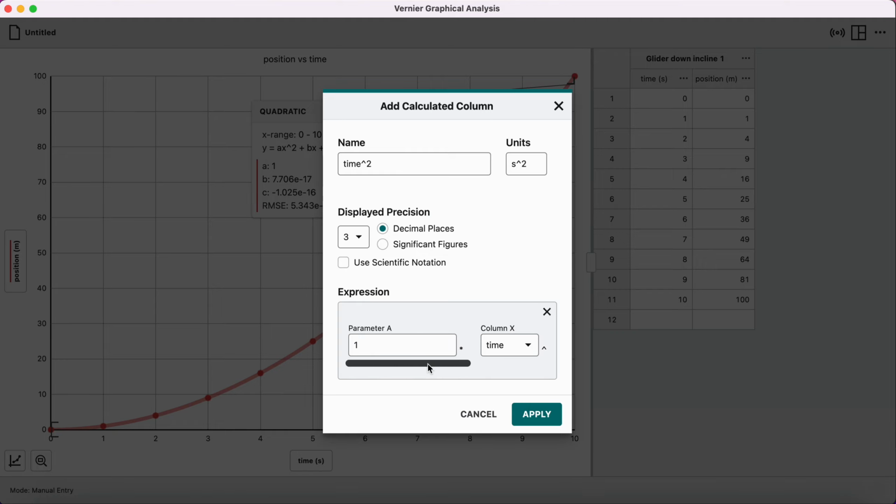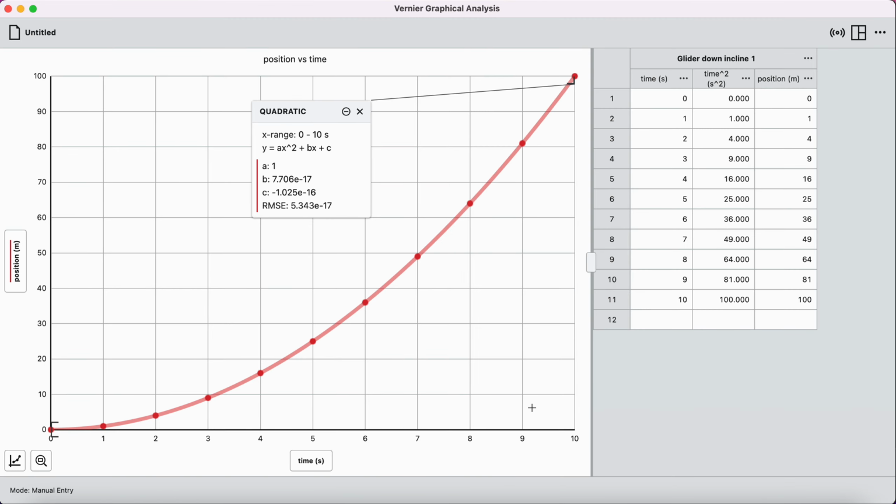So I'm going to take 1, multiply that by time squared. And I apply, and I now have my time squared data. I want to make sure it makes sense. 0 squared is 0, 1 squared is 1, 2 squared is 4, 3 squared is 9, 4 squared is 16. So that all makes sense to me.